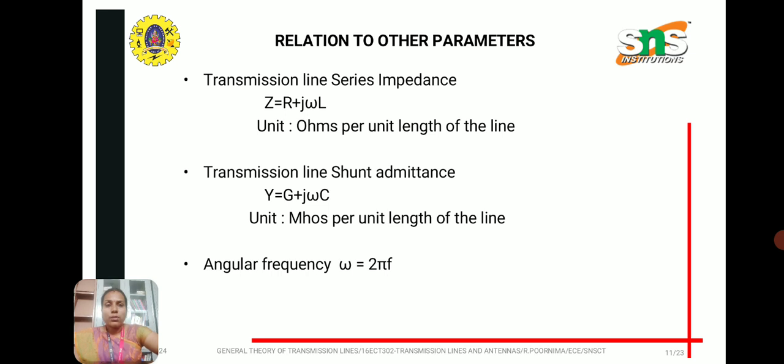Angular frequency is an important parameter. It is measured as omega equal to 2 pi f. It is calculated in radians.